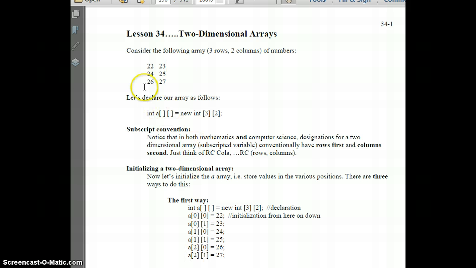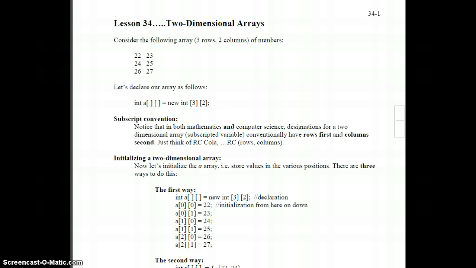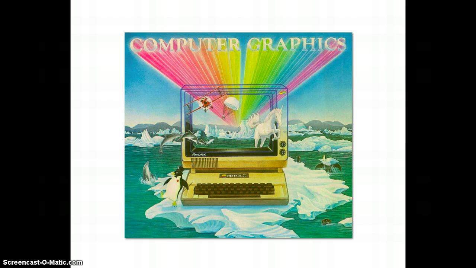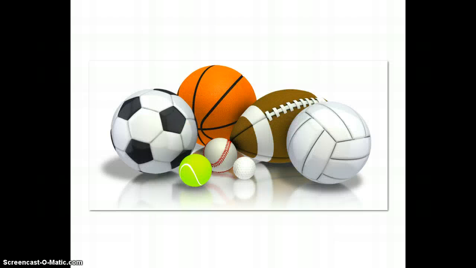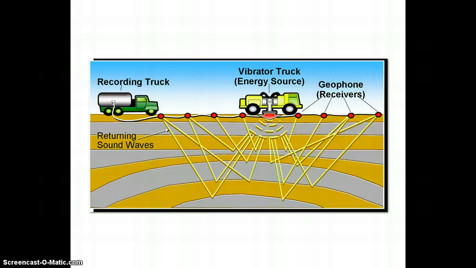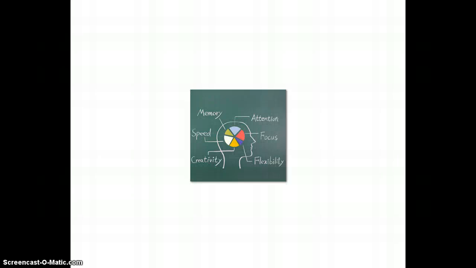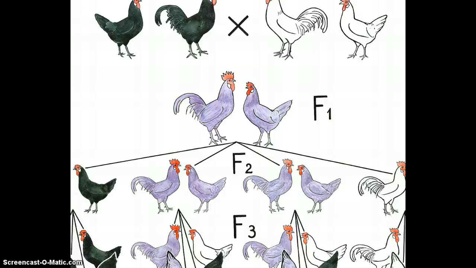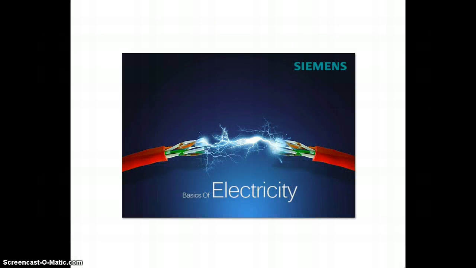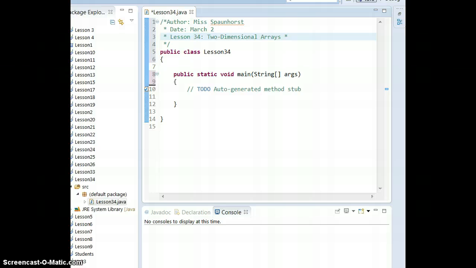It's really important to remember that it goes rows first and then columns. So it's like reverse alphabetical order. A matrix is useful for things like computer graphics, sports statistics, seismology and geology, human behavior, genetics, even electricity. So let's look at it in Eclipse.